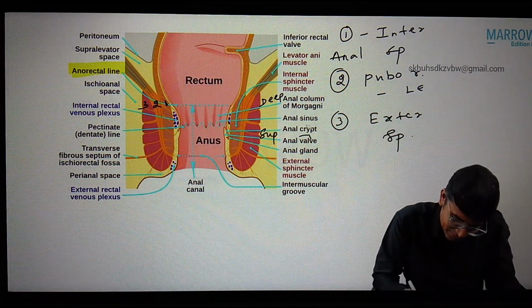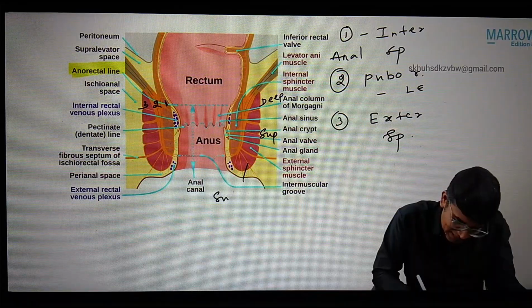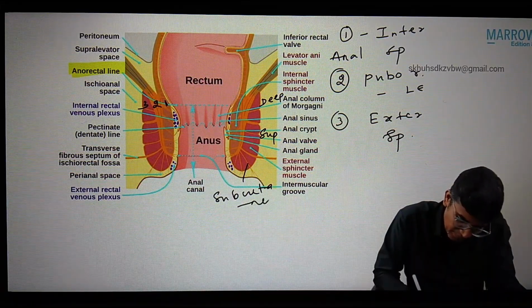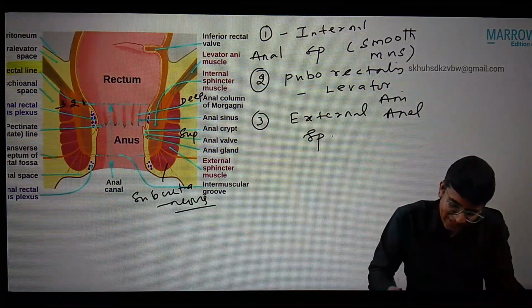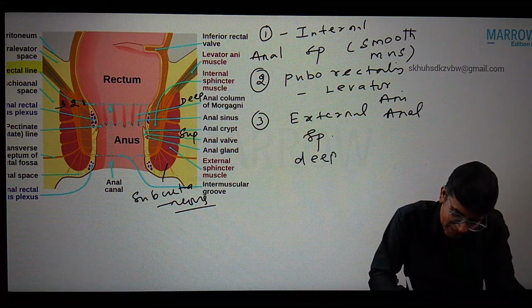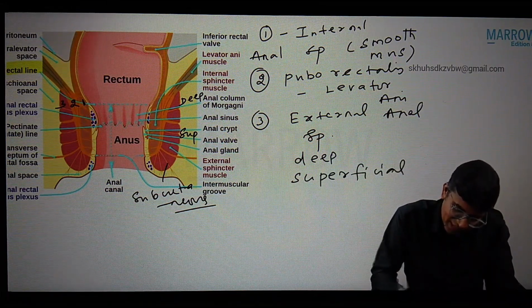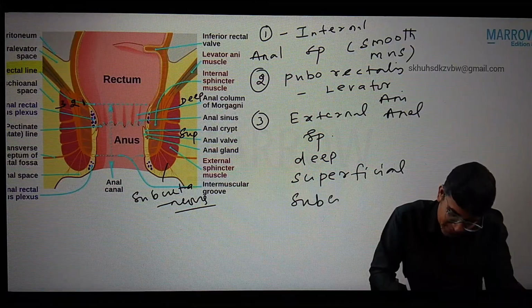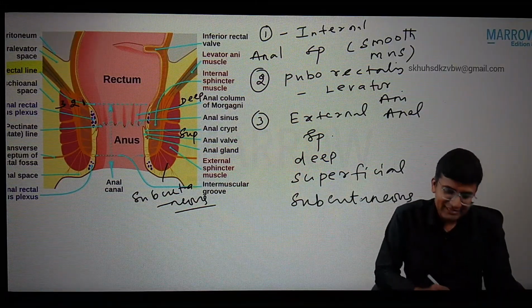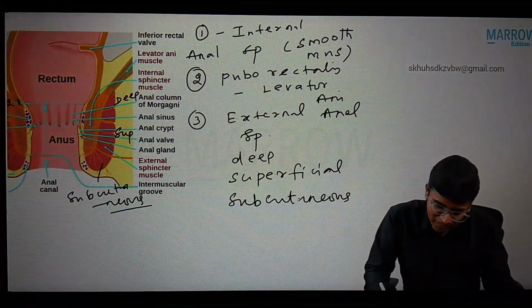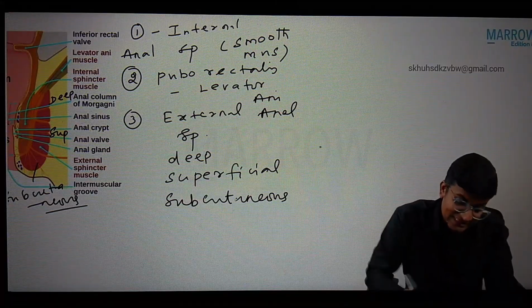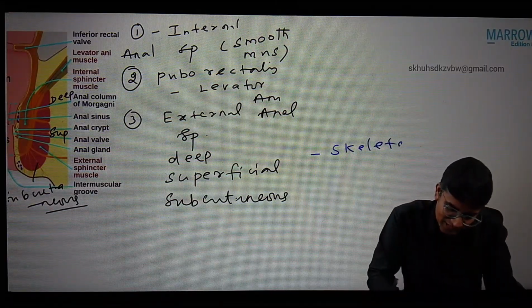I'm writing SUP here. And this is the subcutaneous part. So the external sphincter has three parts: deep, superficial, and subcutaneous. Okay. So please remember, the external sphincter is skeletal muscle.